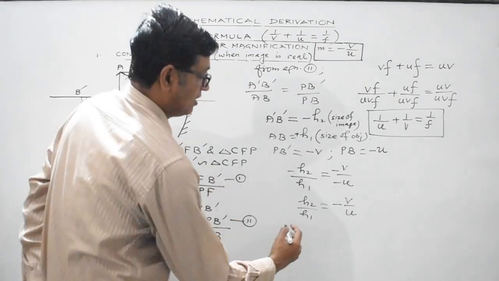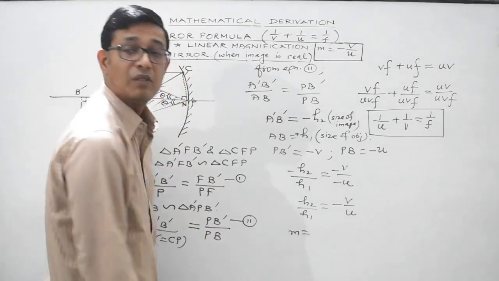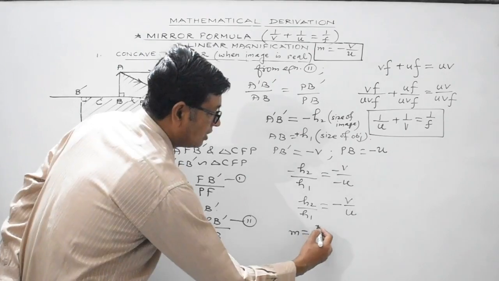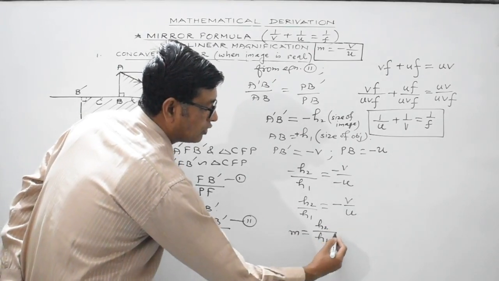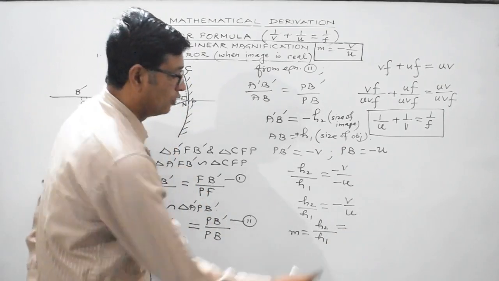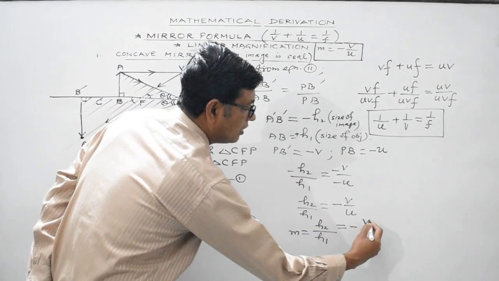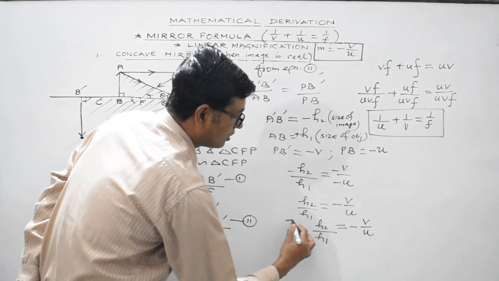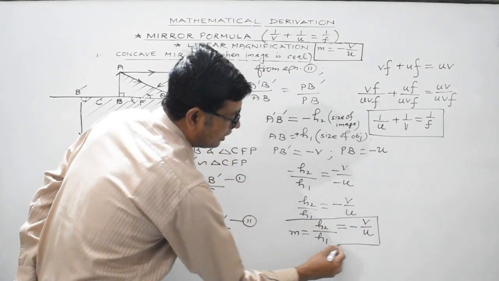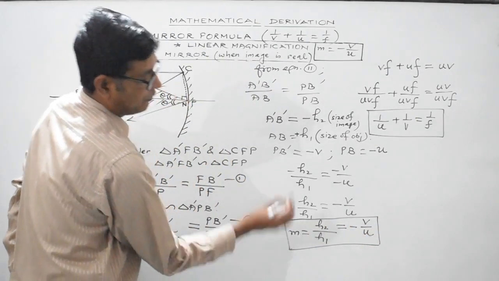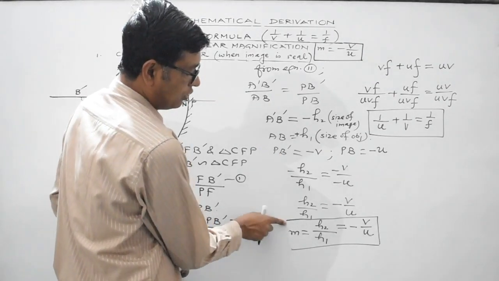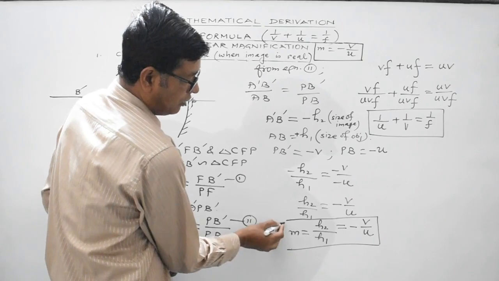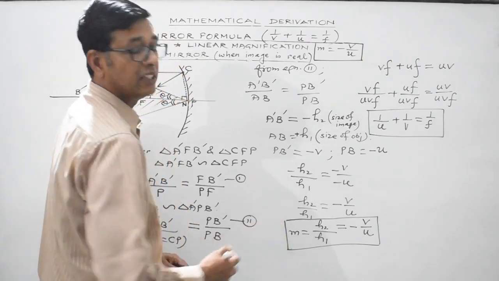And we know that linear magnification, it's defined as ratio of the size of the image to the size of the object. Therefore, it is equal to minus V by U. So this is the mathematical verification of this particular formula. That is M is equal to H2 by H1, which in turn is equal to minus V by U.